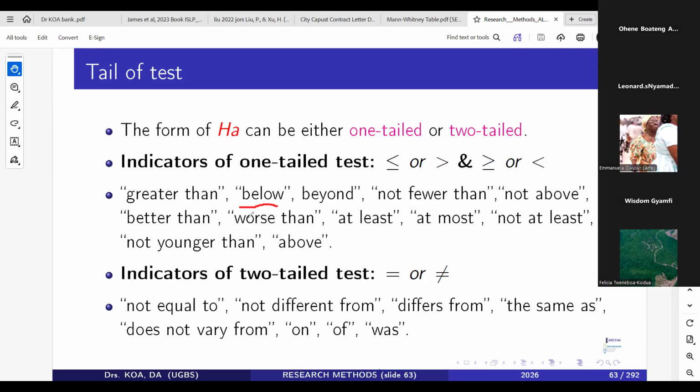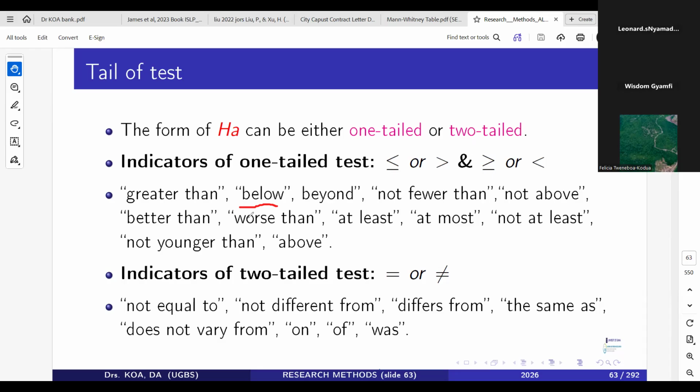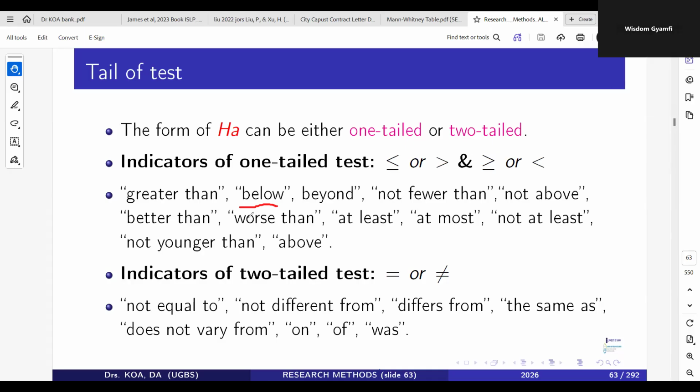So not at least is less than. At least is greater than or equal to. Its opposite is the not. So not at least is the opposite of at least. And since we already know that at least is greater than or equal to, not at least will be less than.